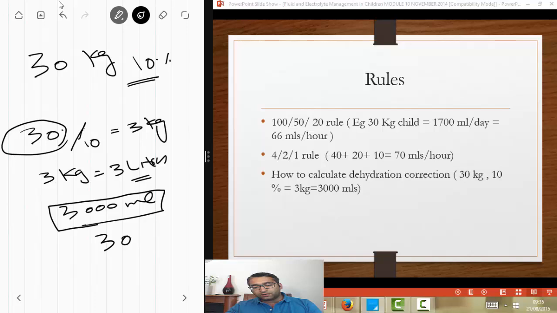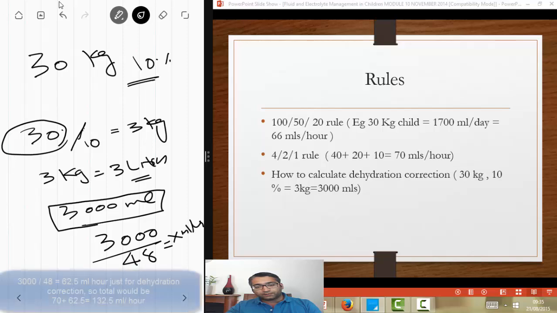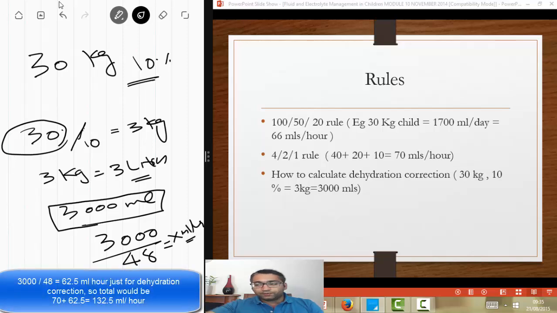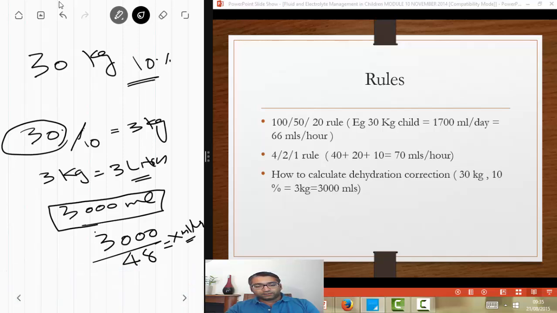If you want to replace it over 48 hours, it will be 3000 divided by 48, so X amount of ml per hour. So if I say that you got a particular amount, let's say this was 60 ml, for example.